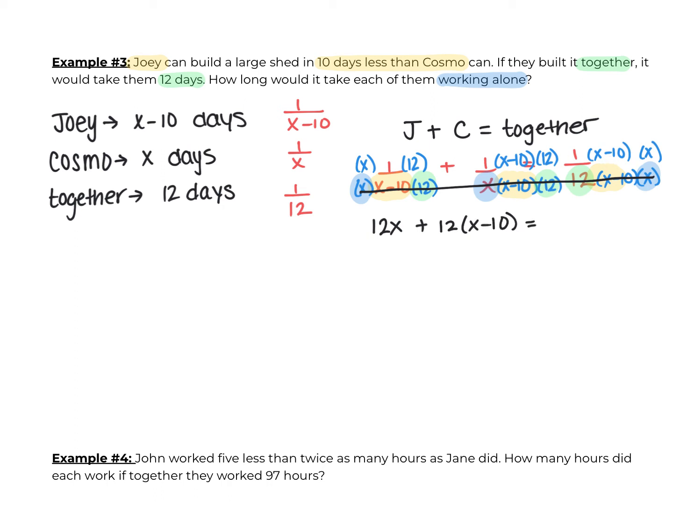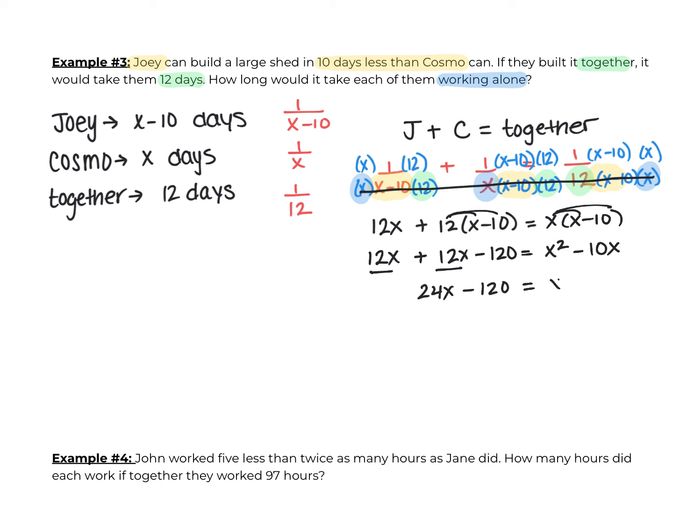And then same thing over here. I have a 1 times X minus 10 times X. If I switch it, put the X in front, we have X times X minus 10. So we're going to distribute the 12, and we're going to distribute the X. So I get 12X plus 12X minus 120. And then X times X is X squared, and 10 times X is 10X. So I see my like terms on this side. 12X plus 12X is 24X minus 120 equals X squared minus 10X.